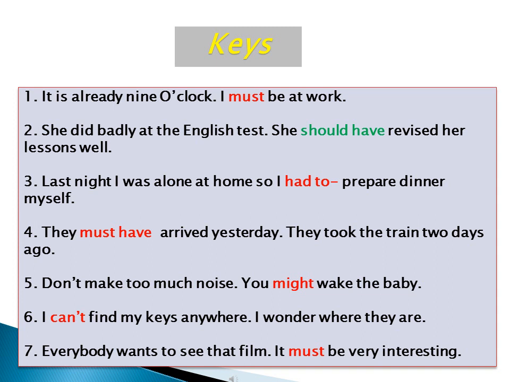3, last night I was alone at home. So here we're talking about the past. So I had to prepare dinner myself. So here we have necessity, and we are using had to because we are talking about the past. 4, they took the train 2 days ago. So they must have arrived yesterday. Look, we have arrived, so in the past participle. So here we need the perfect form, so we use must have.